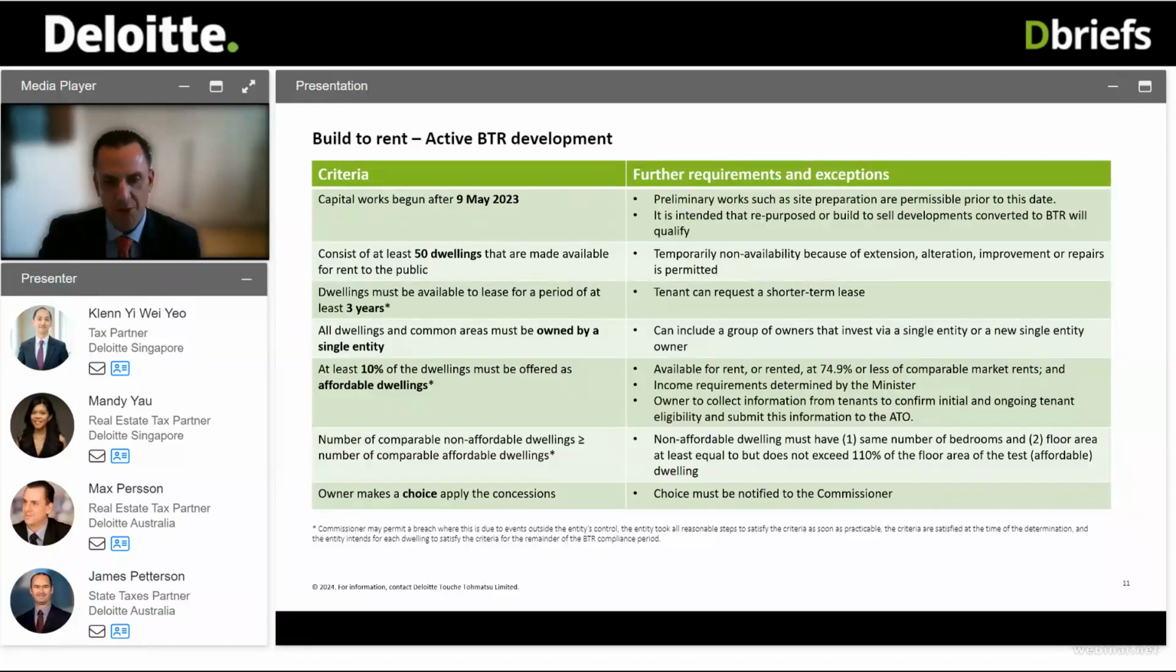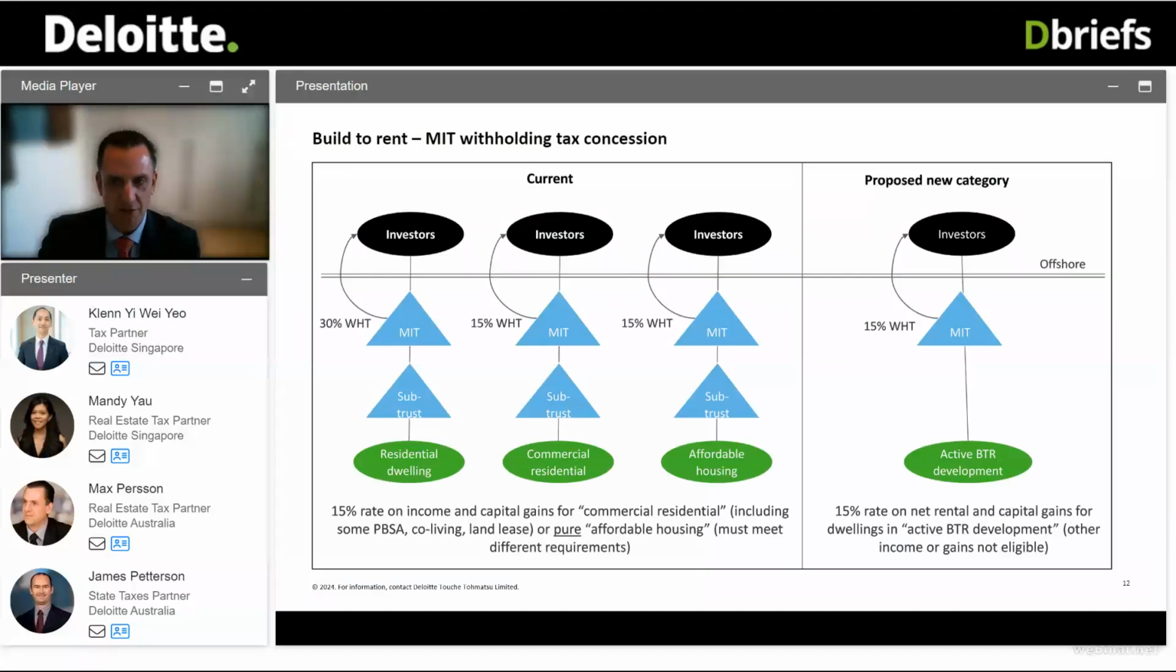So on the next slide, with these proposals, what will the landscape look like in Australia for investing into living assets? Well, there's currently 3 categories. The first one being residential dwellings generally, which do not qualify for the 15% withholding rate, so the rate is 30%. The second category is what's referred to as commercial residential premises, which includes some purpose-built student accommodation, generally being off-campus, some co-living facilities, as well as land lease or manufactured housing models. For commercial residential premises, the 15% withholding tax rate is currently available. Lastly, there's a category of affordable housing that qualifies for the 15% rate.